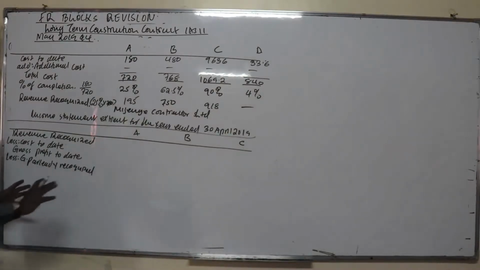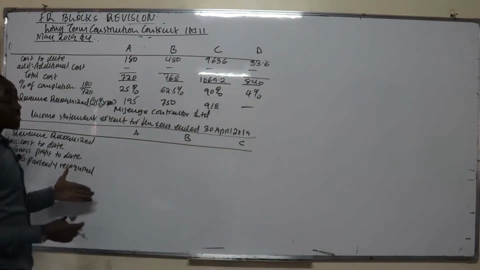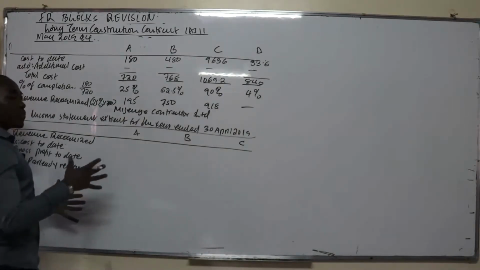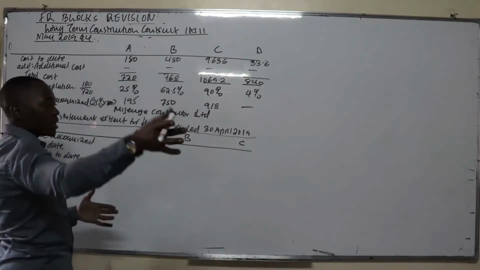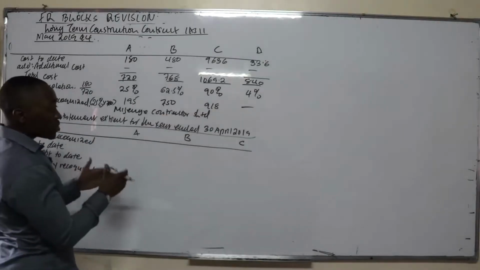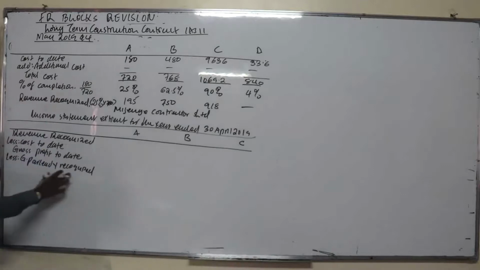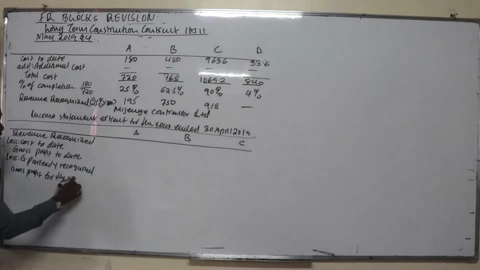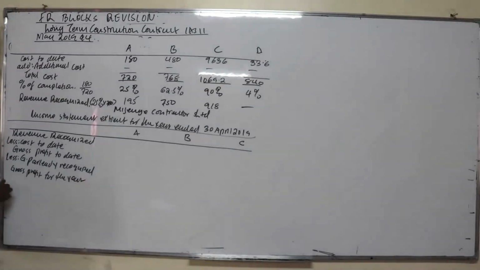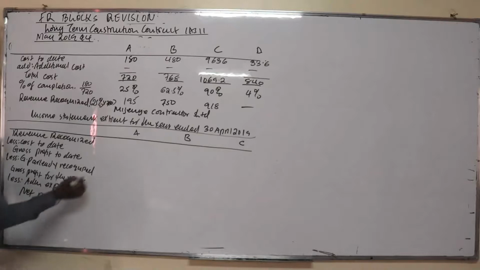You see, this is a long-term construction contract. Maybe this project started some years back. So that means we have gross profit already recognized in previous periods, so that you can get the gross profit for this specific period. So you get gross profit already recognized, so that now you get gross profit for the year. And then once you get the gross profit for the year, that's when you deduct other expenses. For example, you have admin expenses, and that's how you get the net profit.